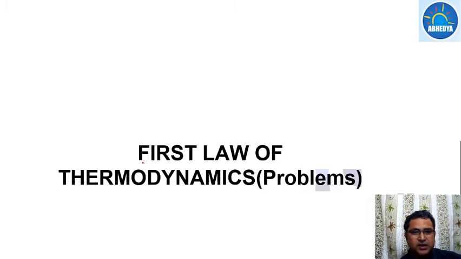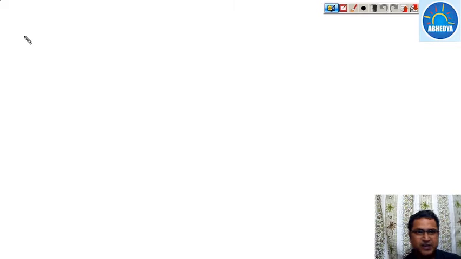Students, in the last lecture we discussed the first law of thermodynamics and Joule's law. Today we will discuss some problems related to the first law of thermodynamics. Apart from that, we will also discuss what the adiabatic process actually is and how the relation PV raised to the power gamma comes for the adiabatic process. So first we will start with the adiabatic process.